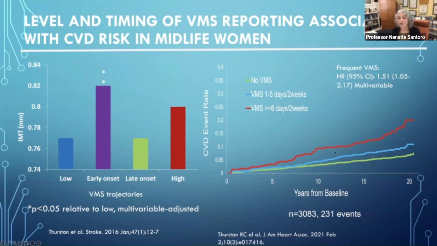So this is actual cardiovascular events 20 years later, because SWAN has now been in operation that long, so we're able to track the population. There is a substantial difference in CVD events in the women that had the worst hot flashes.